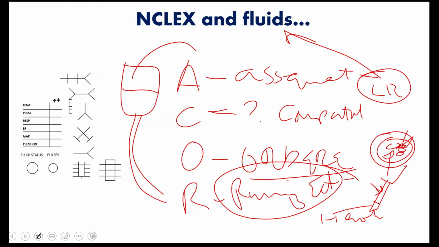And that's the only time you really see gauges. In practice, you see it all the time. However, in NCLEX questions, that's the only time you'll see those gauges.